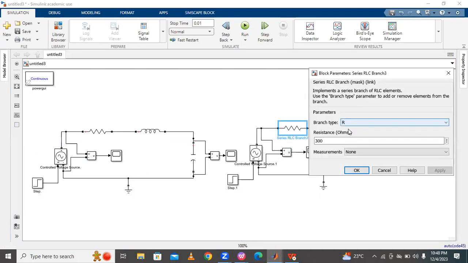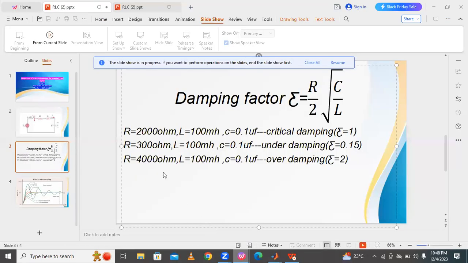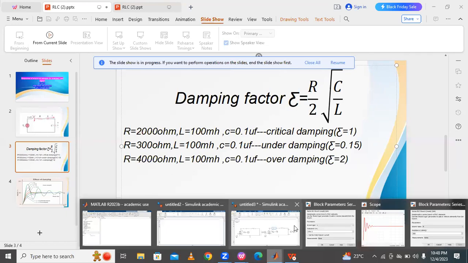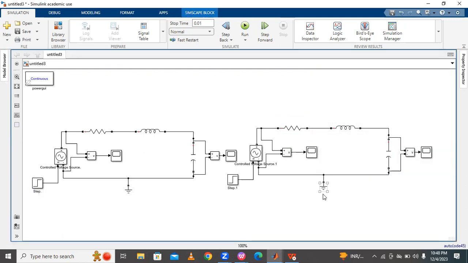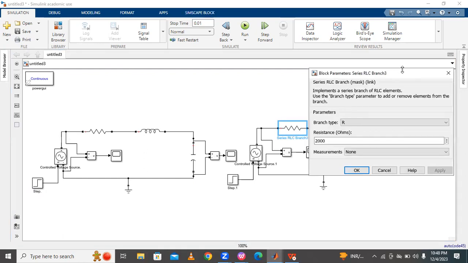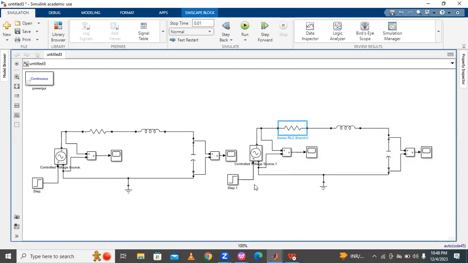Here change R. What is R for the critical damper system? 2000. So right here, R is equal to 2000. Then apply, OK. This is for R. L and C are the same, no changes. And then copy the same.